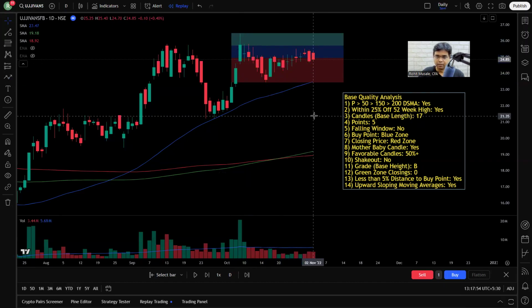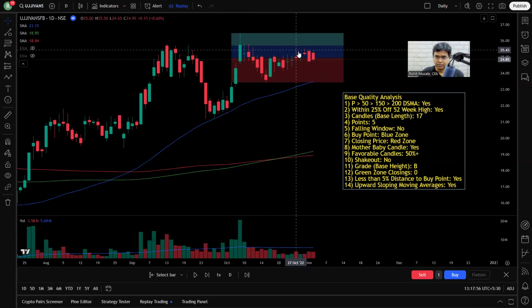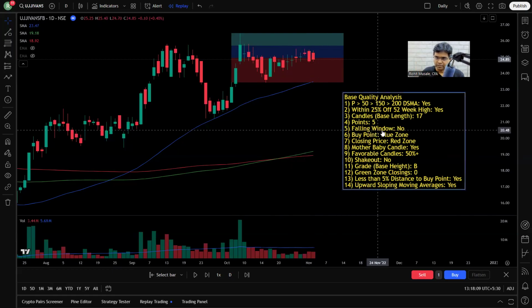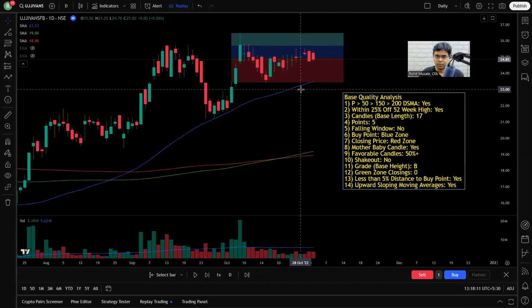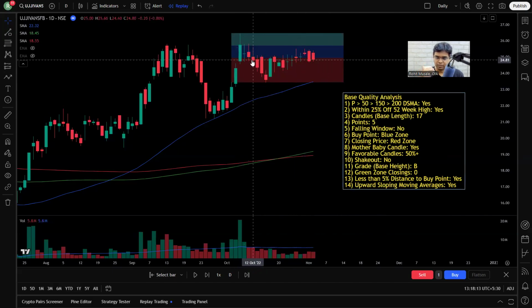Okay, this is not point 3. This is point 3 because the high of this candle is 25.50, and the high of this candle is also 25.50. So you take the latest one. So 5 points in the base. Is there a falling window in the base? No. If there was a falling window in the base, then the window needs to be closed.